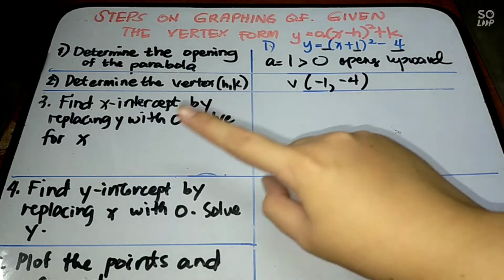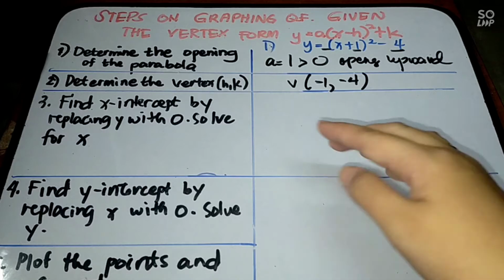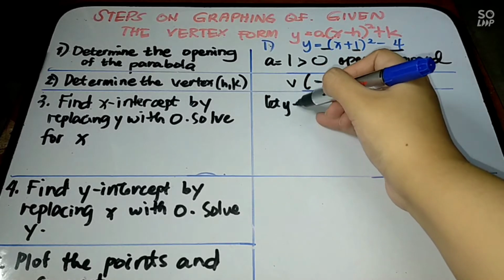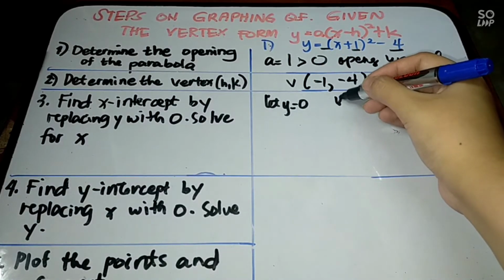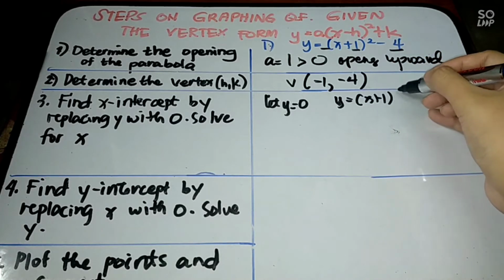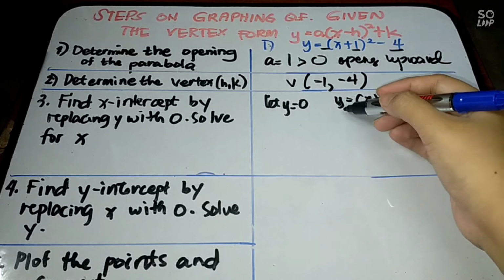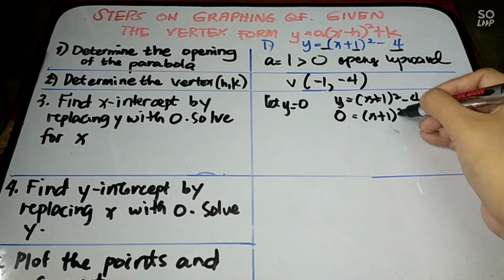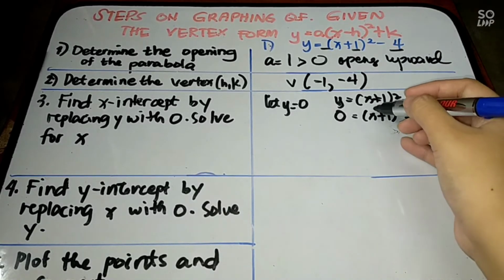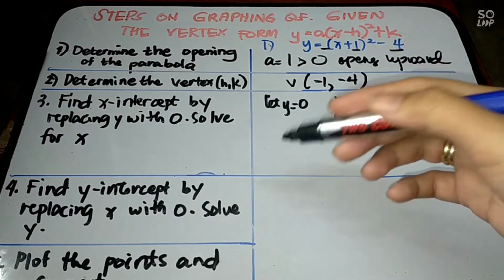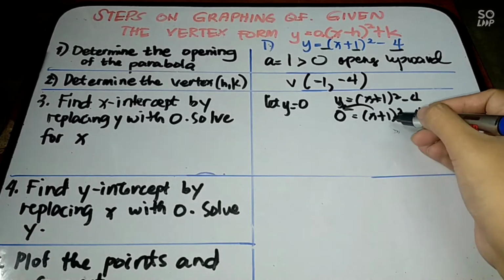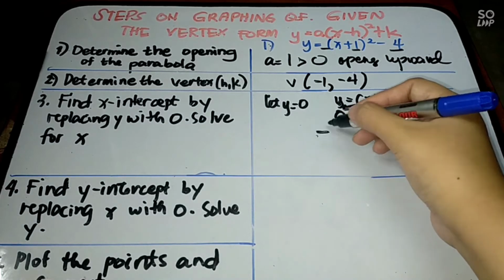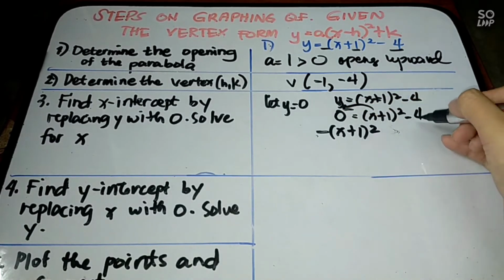Next, step 3. Find x-intercept by replacing y with 0. Solve for x. So, for us to find the x-intercept, we are going to let y be equal to 0. So, ang given natin is y equals (x plus 1) squared minus 4. Itong y, you are going to change it into 0. So, it becomes 0 equals (x plus 1) squared minus 4. Then, you are going to transpose yung may x part doon sa left side. So, ito ay positive, it becomes, dadalin mo lahat ng merong open and close parentheses. So, it becomes negative (x plus 1) squared minus 4.